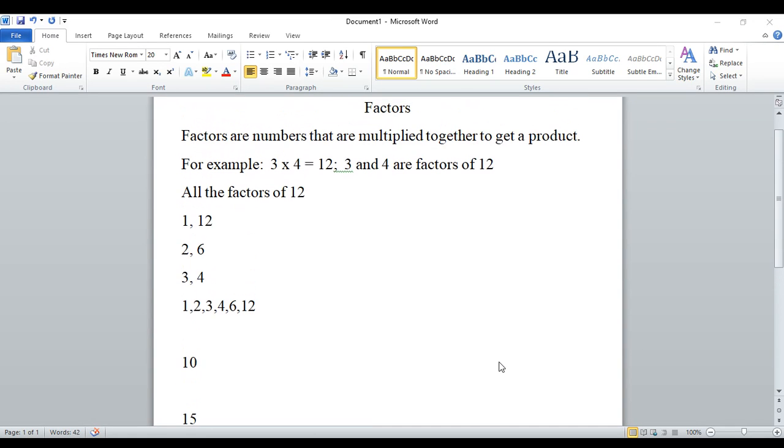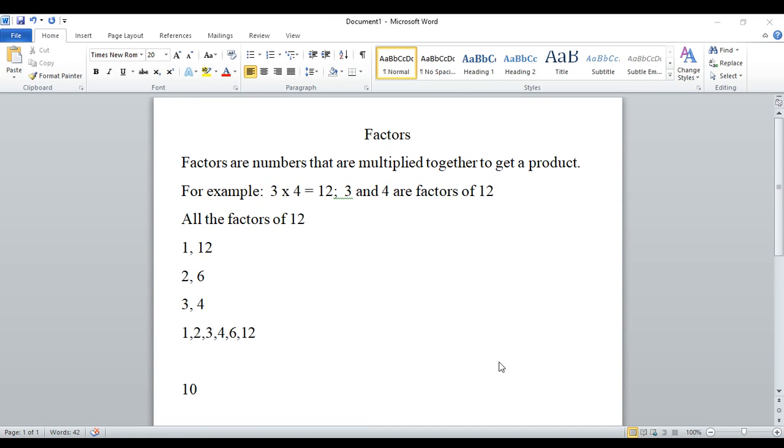This video is about finding factors. Factors are numbers that are multiplied together to get a product. For example, 3 times 4 equals 12. The 3 and the 4 are factors of 12. Now, some numbers have many factors and some numbers only have a few.